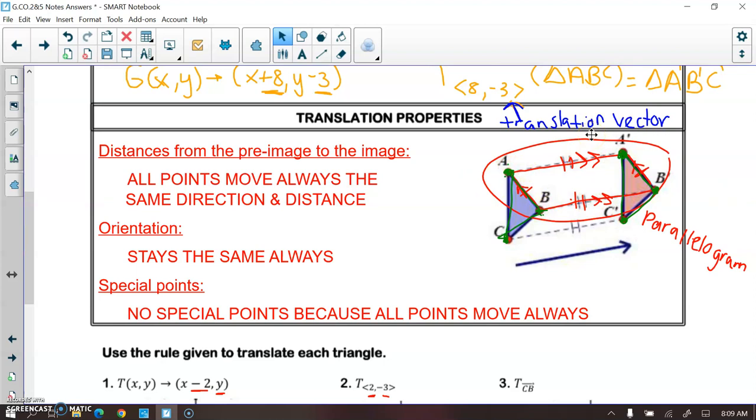And since they always move the same distance in the same direction, that would mean that A to A prime and B to B prime are equal, but they're also parallel to each other. And AB to A prime B prime are equal, but they're also parallel to each other. So if I were to connect all 4 of those lines together, the shape that would be created is a parallelogram. The orientation in a translation stays the same, and there are no special points because all the points move the same distance in the same direction.